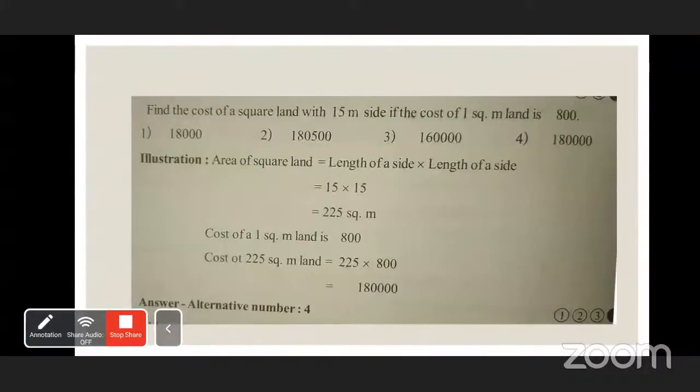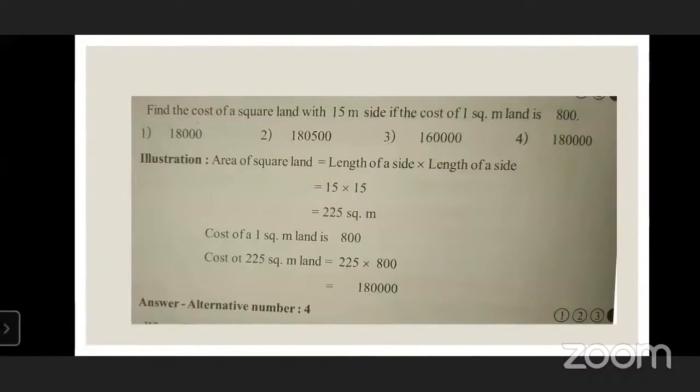See here, the area of a square land is length of a side multiplied by length of a side. That is 15 into 15. So we will get 225 square meter. That is the area. And the cost of 1 square meter land is 800. So the cost of 225 square meter land is 225 multiplied by 800. By doing this multiplication, we will get 1 lakh 80,000. So the fourth one is the correct option.